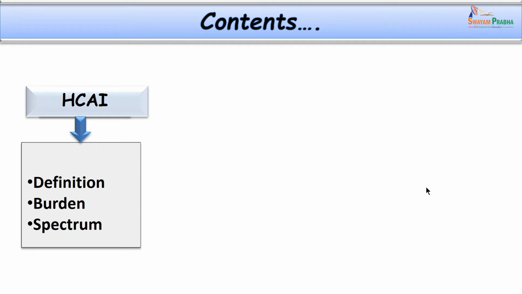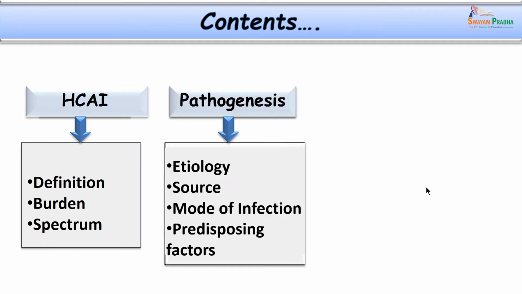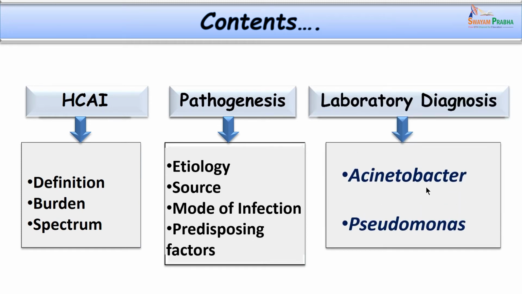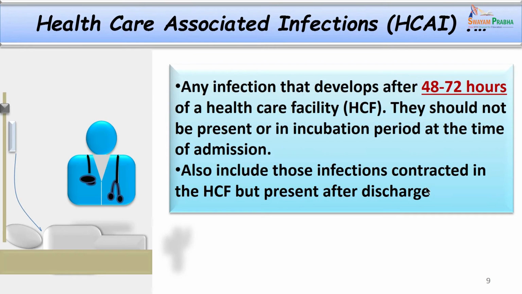Now, after having discussed the case of hospital acquired infection, let us discuss this topic under the following headings. What are hospital acquired infections or healthcare associated infections, as they are renamed in recent times? We will see what is the definition, what is the burden of such infection, and what are the different types. We will also look into their pathogenesis and also the detailed laboratory workup. We are going to consider two important organisms in this class, that is Acinetobacter, as we have isolated in our index case here, and also another important bug we are going to come across in hospital settings, the Pseudomonas.